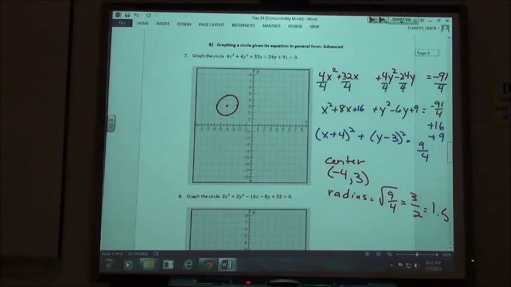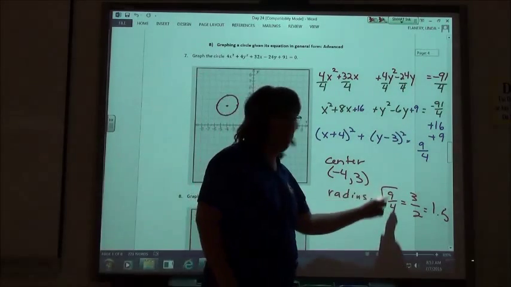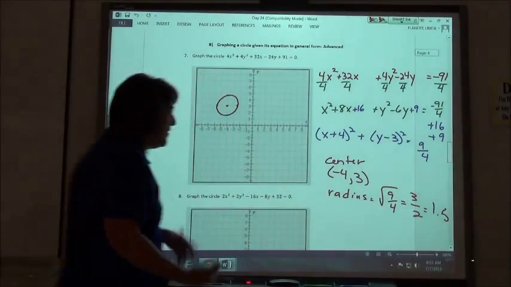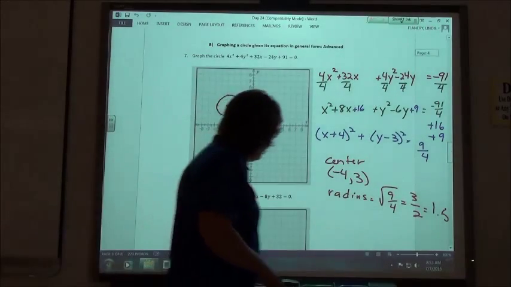Now if you do end up with something that doesn't come out to be a perfect square, then there's a mistake somewhere in there, because all of these should come out so that you can take the square root of them. Otherwise it'd be pretty hard to graph.